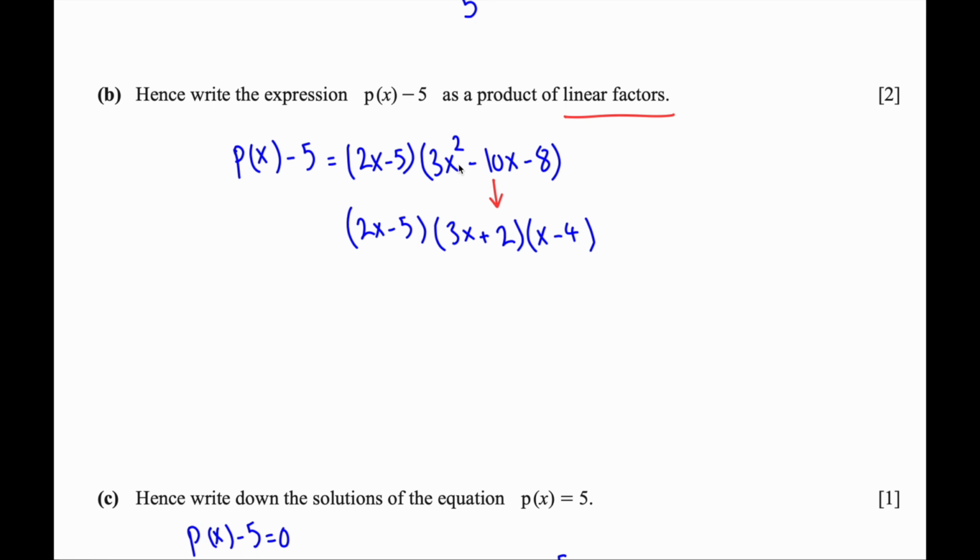You can use the box method. I believe this is quite an easy factorization. Since 3 is a prime number, definitely one of them has to be 3x, the other one x. Then you ask yourself, two numbers whose product is negative 8. It takes a little bit of time to master the box method. You can check out my other videos on how to factorize a quadratic expression if you don't know how to perform this factorization.